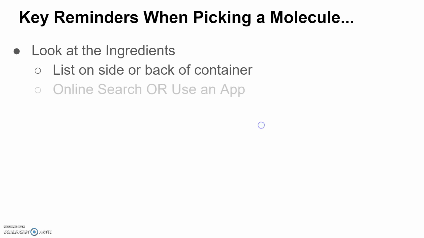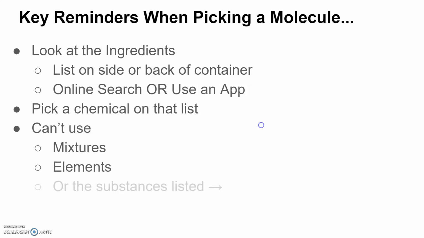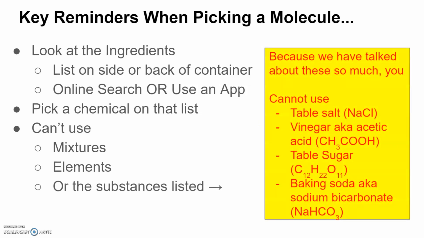All right, so key reminders. Make sure when you're picking a molecule, after you pick the everyday substance that you want to focus on, whether it's a cereal that you like or a gardening chemical that you use often, you want to look at the ingredients on the container, and that's listed on the side or back of the container. If you can't find that there, you do an online search or you can use an app. And you're going to pick one chemical on that list. Now, there are some things that you can't use, like you can't use mixtures, you can't use elements, or the substances that are listed here.